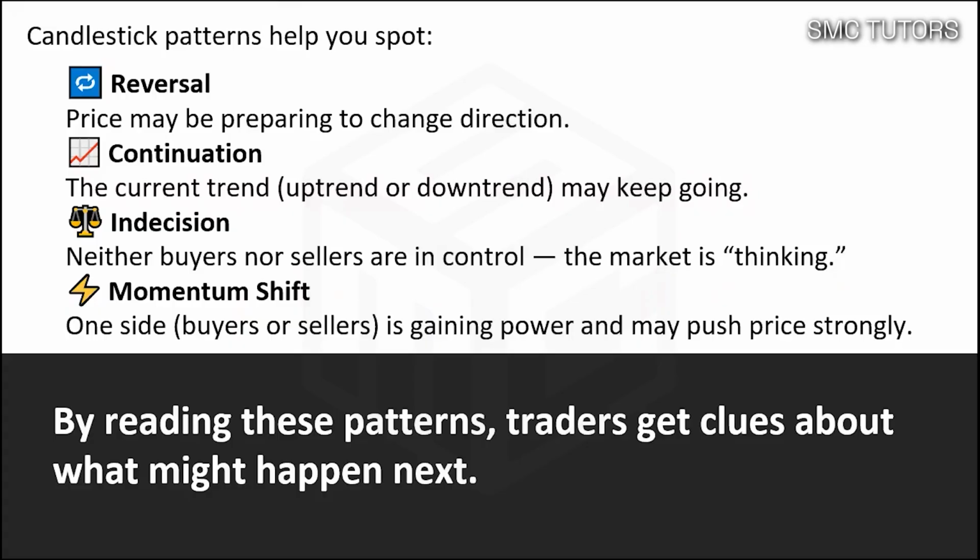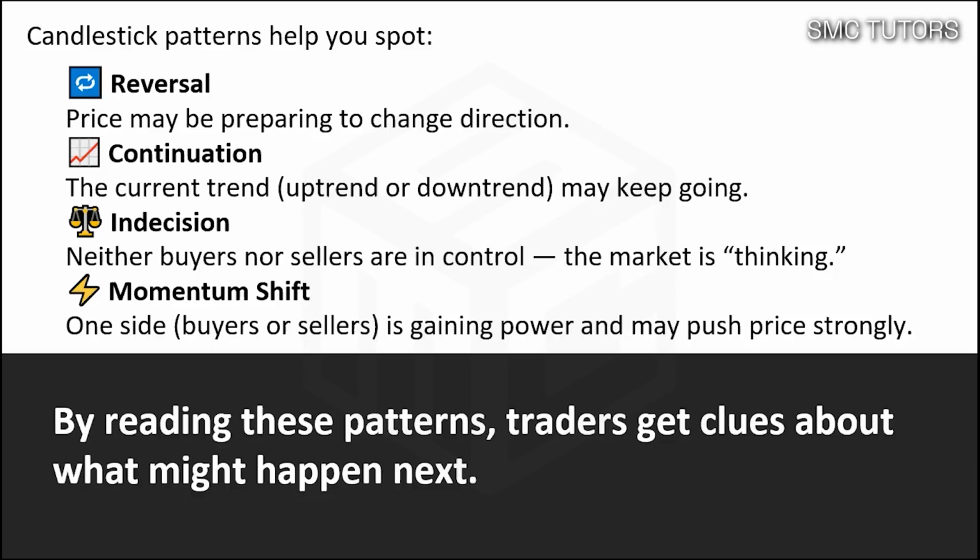These patterns help us identify 4 key things: reversals, that's when price may be preparing to change direction; continuation, when price is trending in a certain direction and gives us a signal that price will continue in that direction; indecision, neither the buyers nor sellers are in control; and momentum shift, when one side starts overpowering the other.